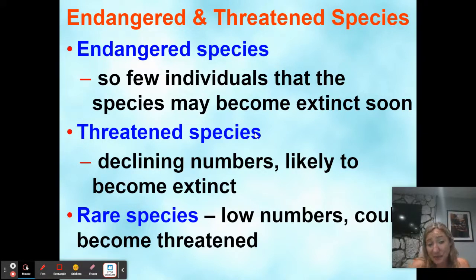A threatened species means that a species is starting to decline, and it's probably going to become extinct at some point, but they're not quite endangered yet. And then rare species are low numbers. They could become threatened. So it's kind of like rare species, and then they're considered threatened, and then they're endangered, and hopefully not becoming extinct, but oftentimes doing so.